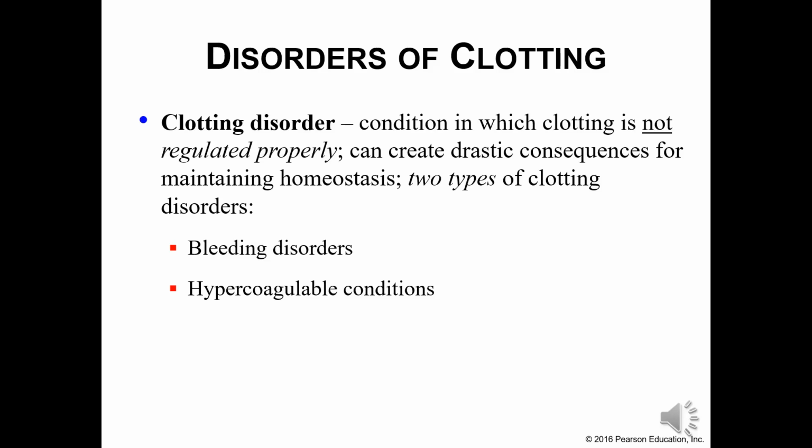Now let's look at disorders of clotting. This is a condition in which the clotting is not properly regulated. Of course, that can create drastic consequences for maintaining homeostasis. There are two types of clotting disorders. First, you have bleeding disorders like hemorrhaging, and second are hypercoagulable conditions, like when somebody is septic.